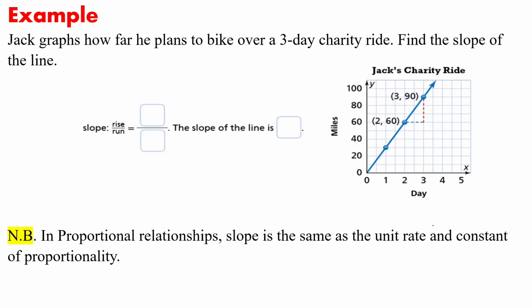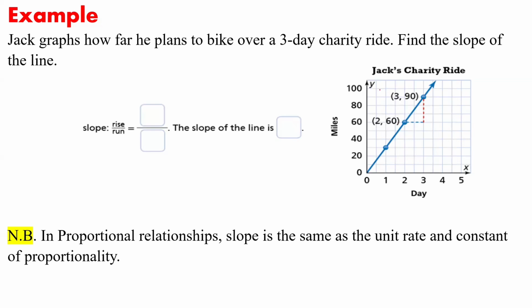Using this example on the screen, it says, Jack graphs how far he plans to bike over a 3-day charity ride. Find the slope of the line. This is the line, and we are going to find the slope. But before we go into our example, first you need to understand the graph. Let us try to interpret and understand some basic things about the graph.